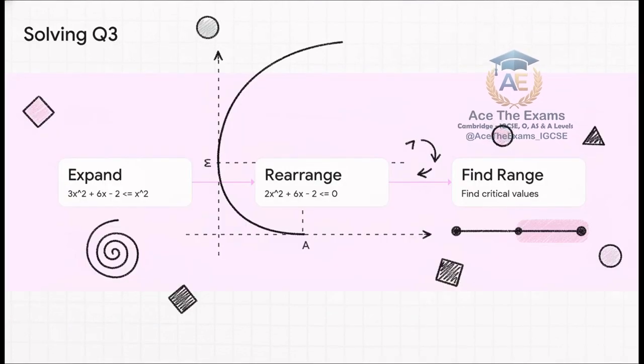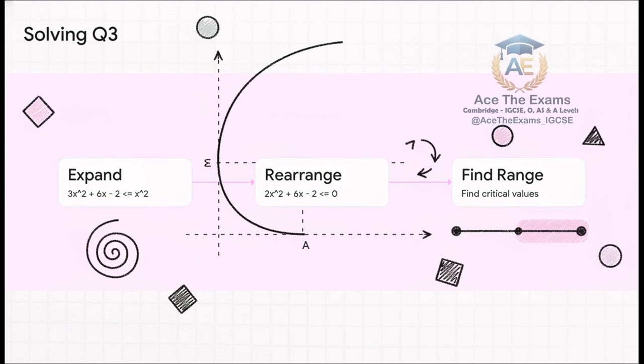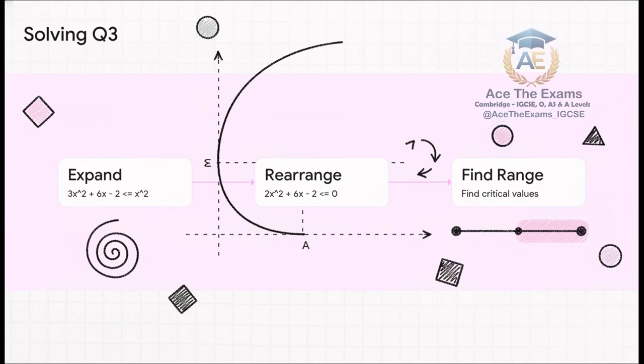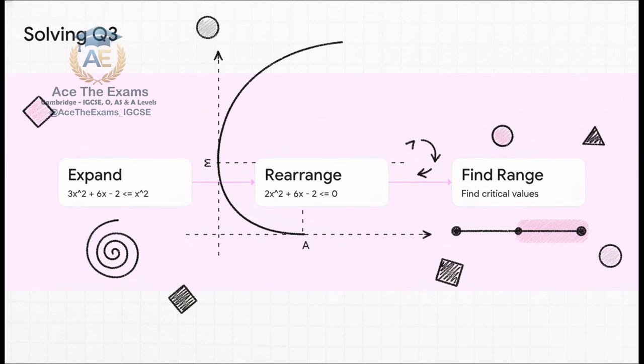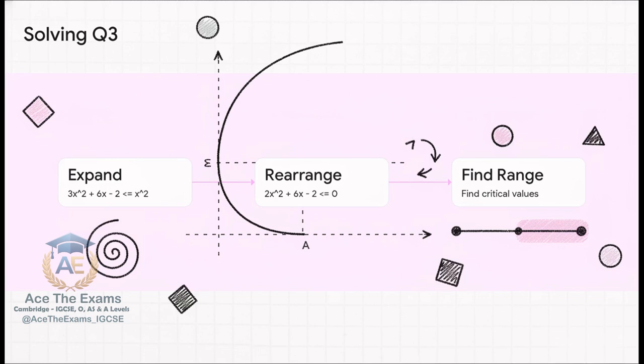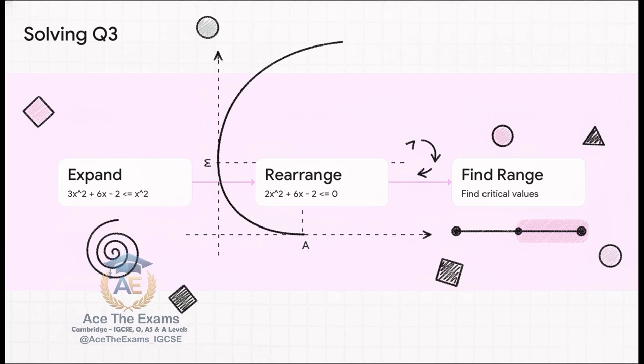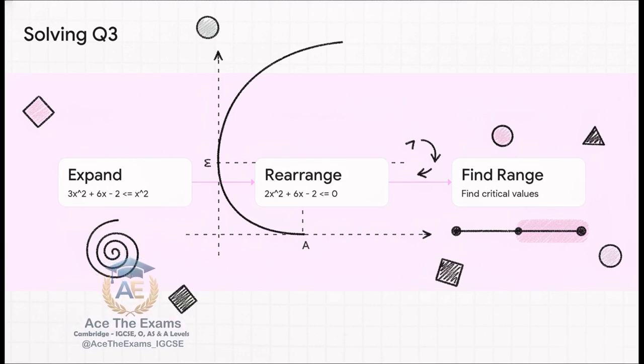Let's look closely at the logical progression required to conquer question 3. Step 1 is always to expand those brackets, which gives us 3x squared plus 6x minus 2 is less than or equal to x squared. Step 2, we rearrange everything to one side to form your standard quadratic format, bringing us to 2x squared plus 6x minus 2 is less than or equal to 0. From here, finding your critical values is straightforward, which then naturally dictates the correct inequality range. It's a perfect example of how a seemingly complex problem is really just a series of simple logical steps.